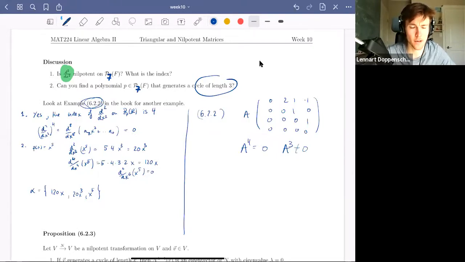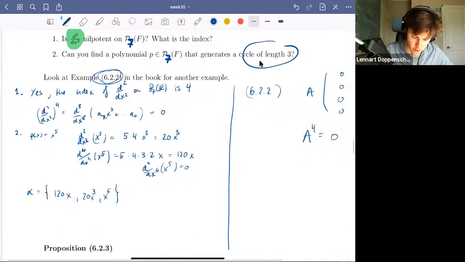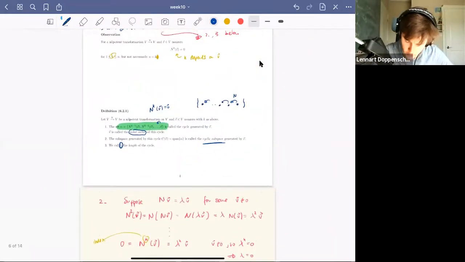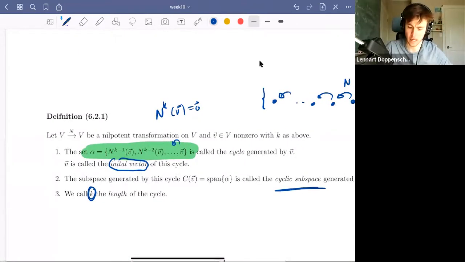No, the cycle does not contain 0. So also Shun's question is wrong, because we start with the initial vector. Did I not state the definition? Yes. So if you look at this definition 6.2.1, then we start with the original vector. In this case, it's x to the 5, and then we include every element that we get by applying N once more, and then the last time 0, which will eventually occur because at the latest at the nth power all will be 0.